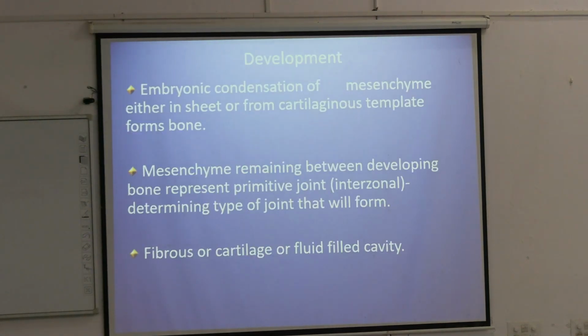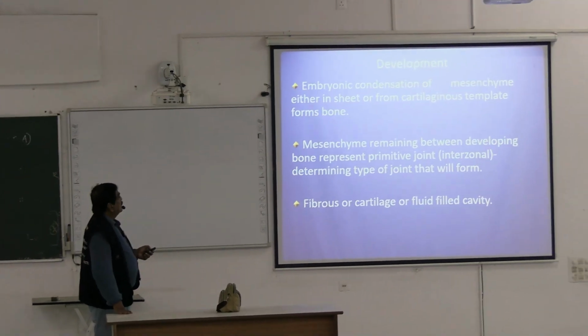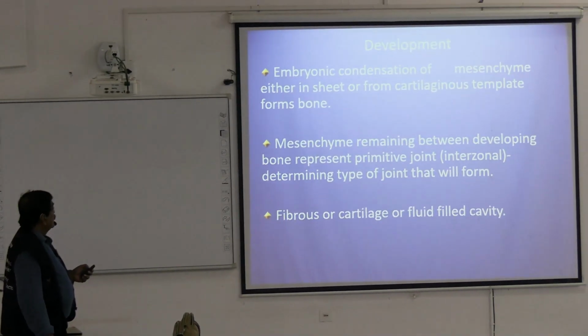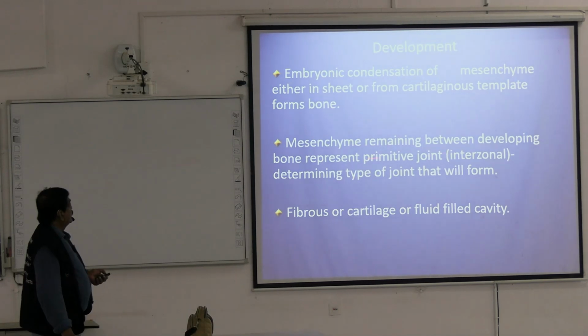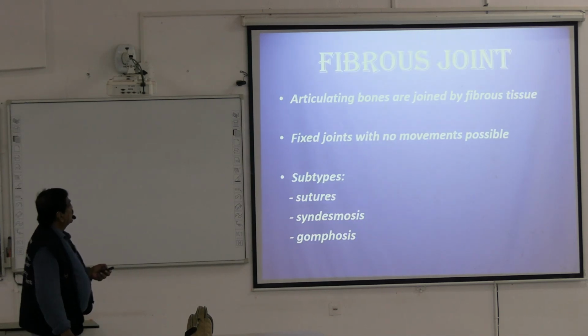Okay? Now, embryonic development. Embryonic condensation of mesenchyme, either in sheets or forming a cartilaginous template of bone; the mesenchyme remaining between developing bones represents the primitive joint interzone, determining the type of joint that will form: fibrous, cartilaginous or fluid-filled cavity. Classification of joint: fibrous joint, synarthrosis, immovable; cartilage joint, amphiarthrosis, slightly movable; synovial, diarthrosis. In a fibrous joint the articulating bones are joined by fibrous tissue.